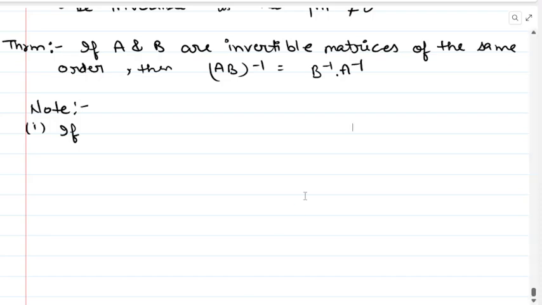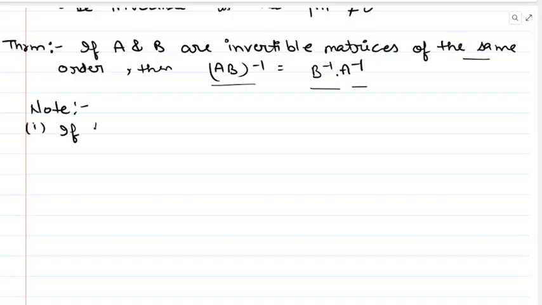Let's continue with it. We have done: if A and B are invertible matrices of the same order, then (AB) inverse is equal to B inverse into A inverse. Now here are some notes.